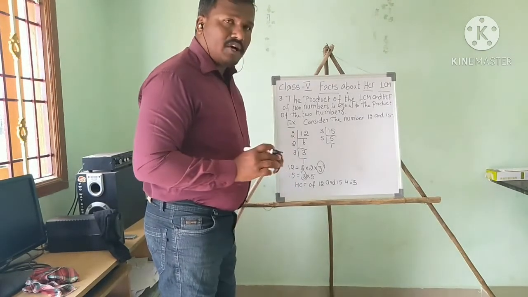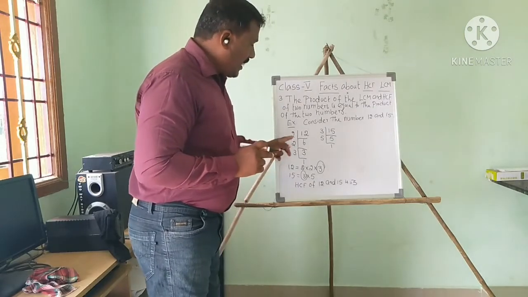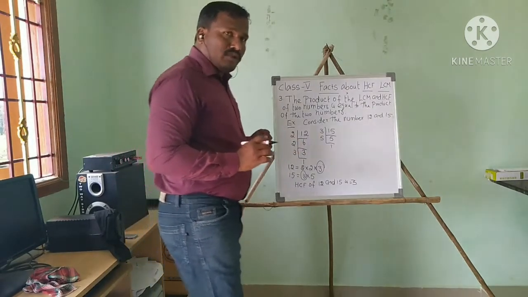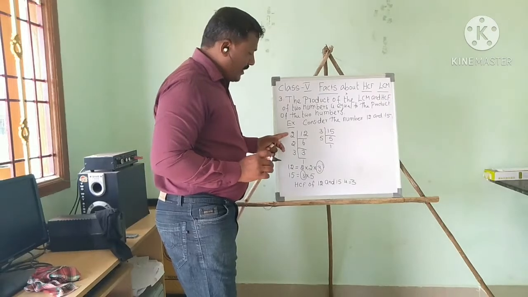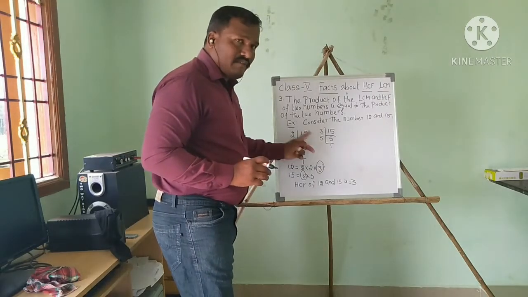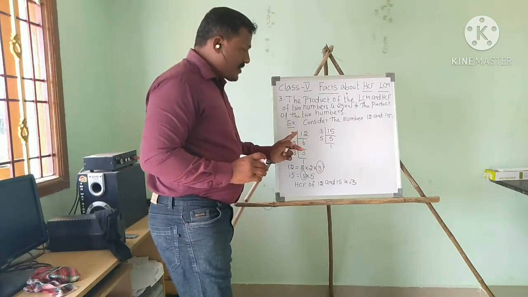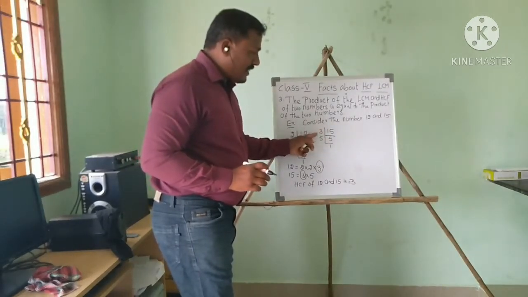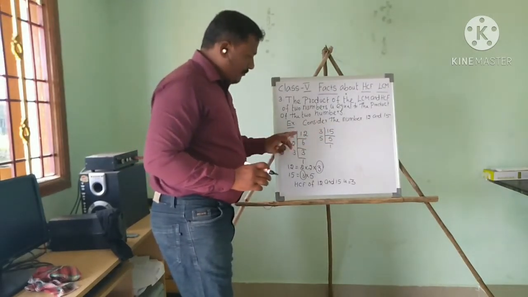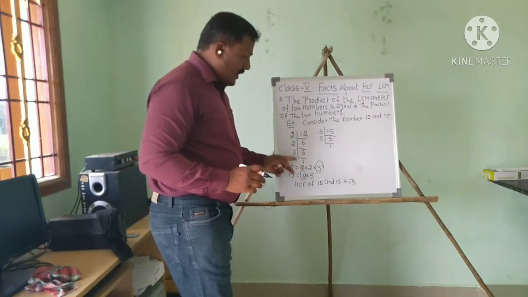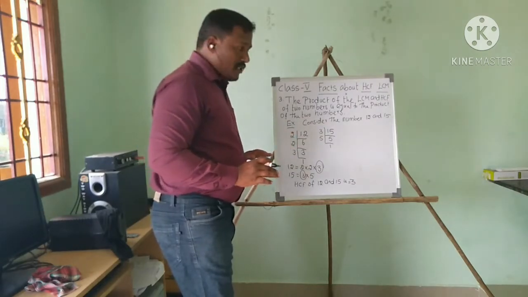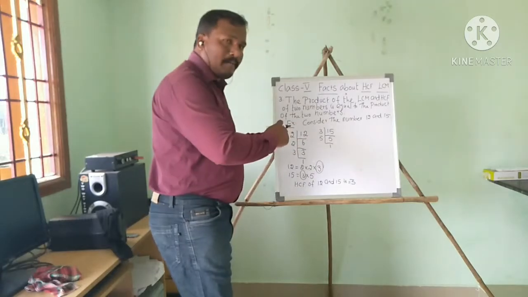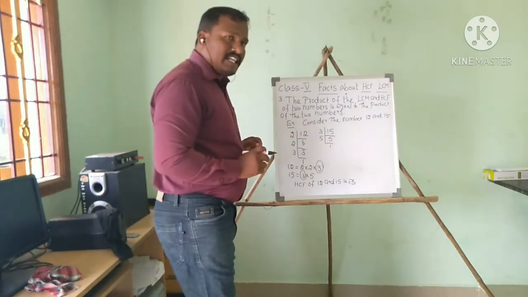Now we want to find the LCM. We already found the HCF, now I will tell you how to find the LCM. For the LCM, we need the factors of these two numbers, 12 and 15. Here 15 has factors 3 and 5 and 1. Here 12 has factors 2, 2, 3 and 1. Using these factors, we find the LCM, the least common multiple.